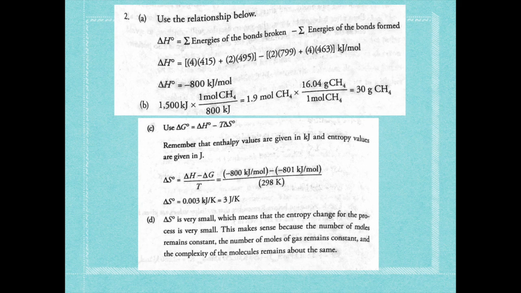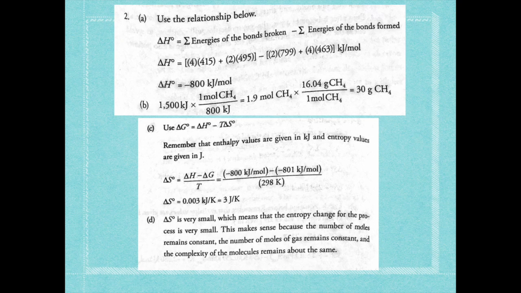Okay. For B, it says how many grams of methane must react with excess oxygen in order to release 1,500 kilojoules of heat. So that's my given. I start with 1,500 kilojoules. I use the enthalpy that I calculated, the negative 800, so I'm going to divide by 800 kilojoules, and I'm going to put that underneath 1 mole of CH4, because I know that 800 kilojoules are going to be released whenever 1 mole of CH4 reacts. Okay, that gets me moles of CH4.